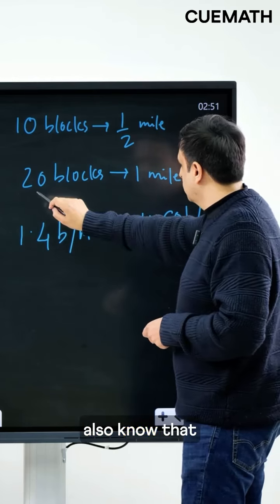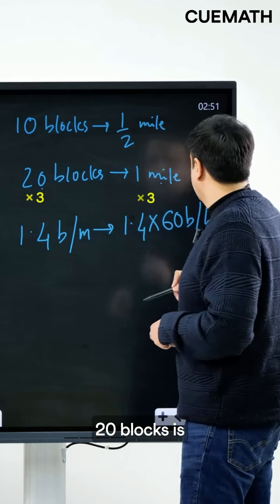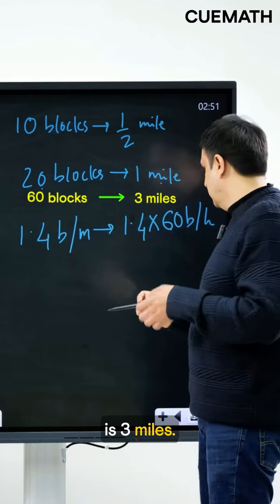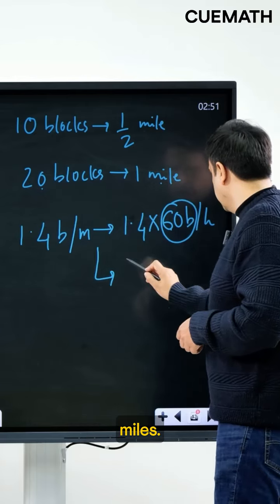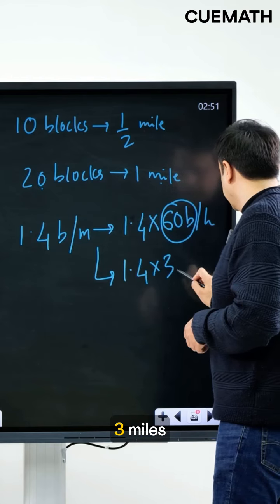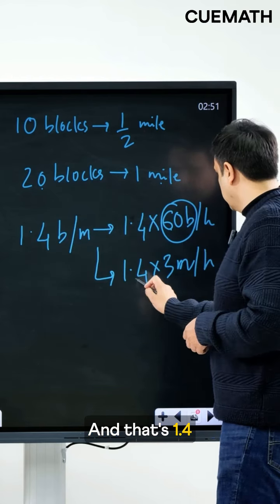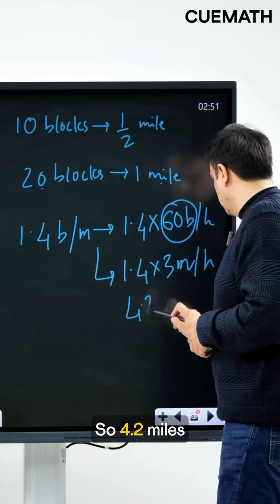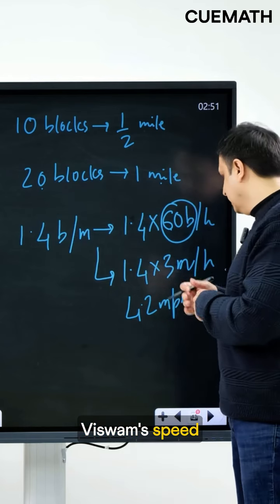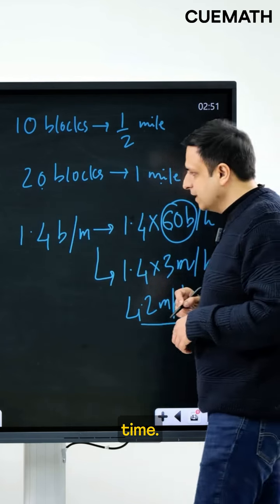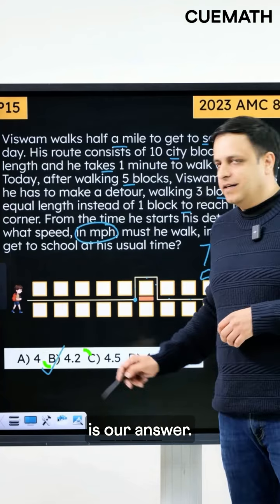Okay, but we also know that 20 blocks is 1 mile. So 60 blocks is 3 miles. All right, so now I can convert this to miles per hour. So I'll just say this 60 blocks is 3 miles. So 1.4 into 3 miles per hour. And that's 1.4 times 3 is 4.2. So 4.2 miles per hour. This is what Viswam's speed needs to be that day to get to school on time. So B, 4.2, is our answer.